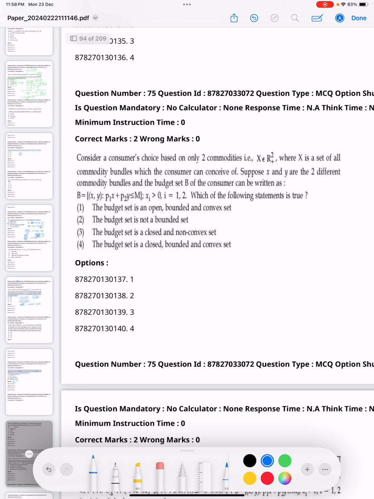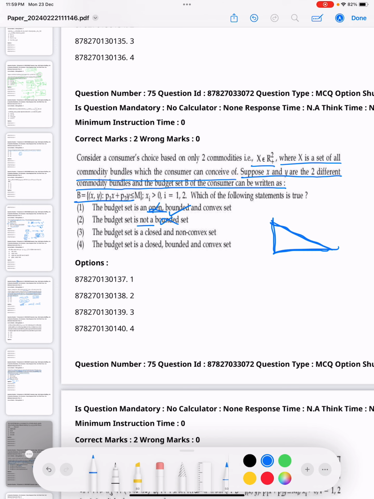75. Consider a consumer's choice based on only two commodities. X belongs to R plus, where X is the set of all commodity bundles the consumer can conceive of. Suppose X and Y are two different commodity bundles, and the budget set B of the consumer can be written like this. So this is the budget set for the consumer. Is the budget set open? This is not open. This is a closed bounded interval. It is bounded. It is not open.